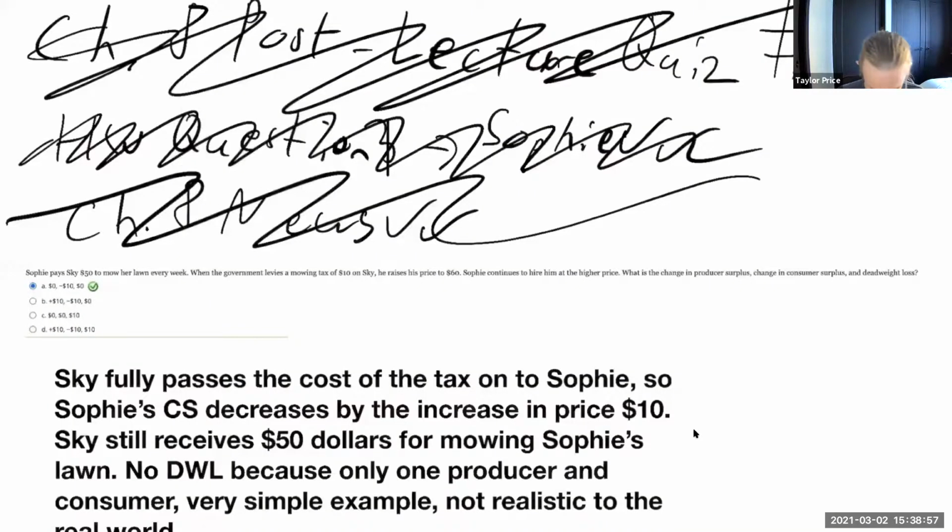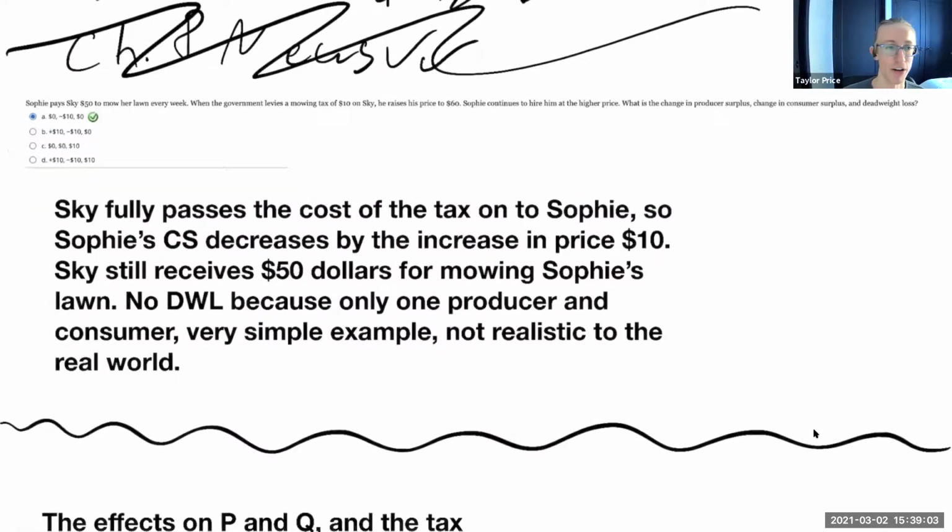Okay, so now let's take a look at the questions that you all had asked me on Top Hat. Hopefully everyone can read that first one. If not, I'll read it too. So Sophie pays Sky $50 to mow her lawn every week. When the government levies a mowing tax of $10 on Sky, he raises his price to $60. Sophie continues to hire him at the higher price. What is the change in producer surplus, consumer surplus, and deadweight loss?